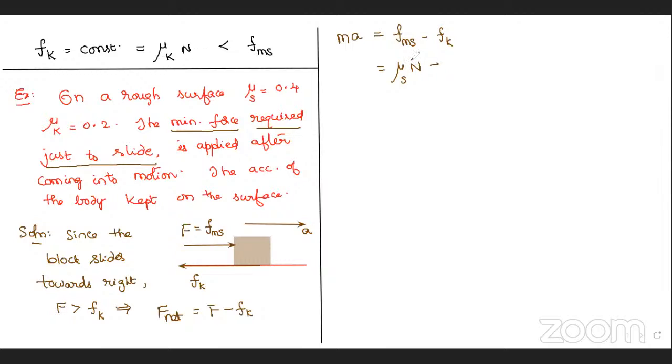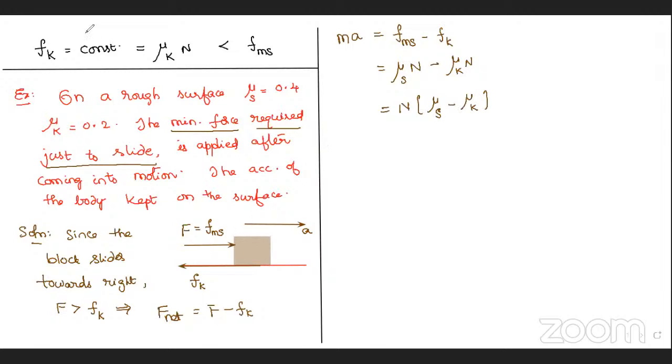And Fk, straight away, there is only one formula, that is mu K into N. So once you check here, oh, good. Right, so that is your answer. No problem. So I take N common, N into mu S minus mu K.